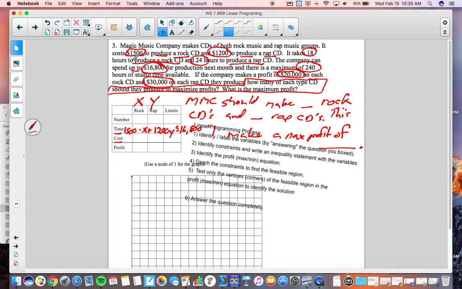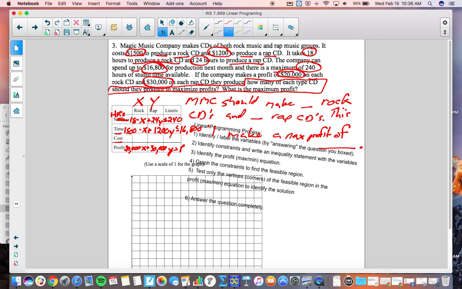And there's the time factor. It takes 18 hours to produce a rock CD. So for every rock CD, it takes us 18 hours. Plus for every rap CD, it takes us 24 hours. And we only have so much time. We only have 240 hours. Oops, I put that on the hour number. So that's our hours limitation. And then we have a profit equation. So we can profit 20 grand from each rock CD plus $30,000 for every rap CD. And that's not a limitation, that's our profit.